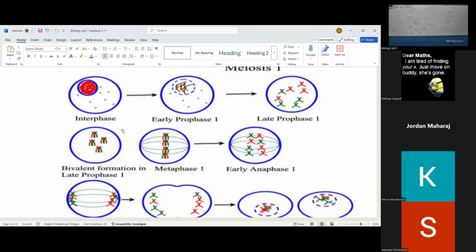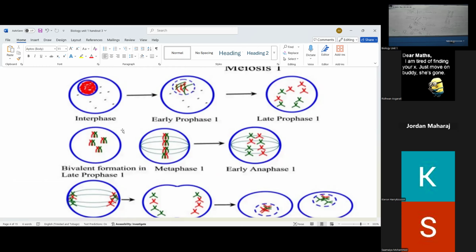The most significant step in prophase for meiosis is the crossing over process to form recombinant chromosomes. It's only homologous chromosomes that can go through this process.